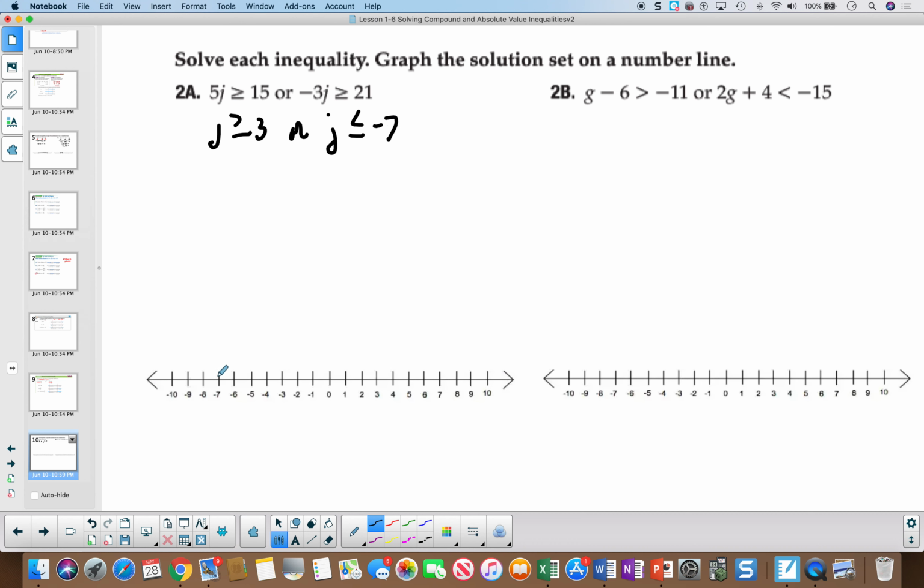So here's -7. It's going to be a full circle, and it's less than. And then over here, this is going to be a full circle filled in at 3, and so all of these values are the solution to this or inequality.